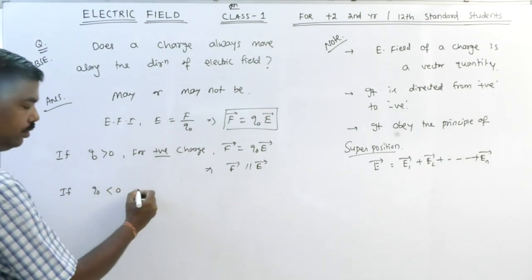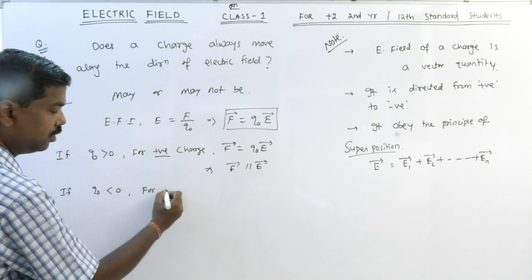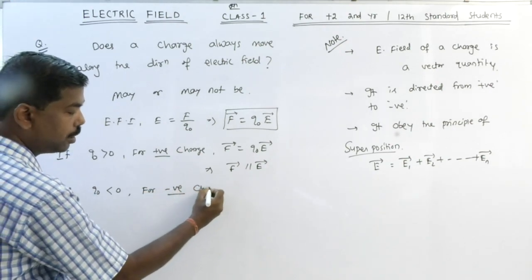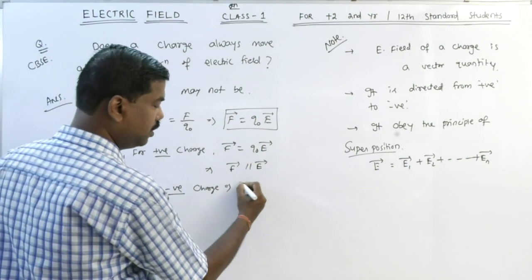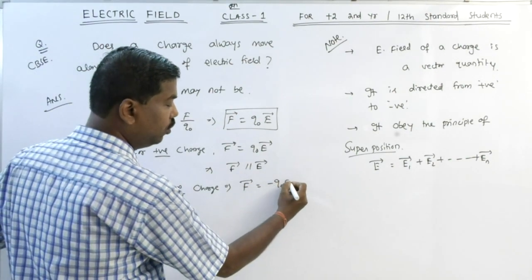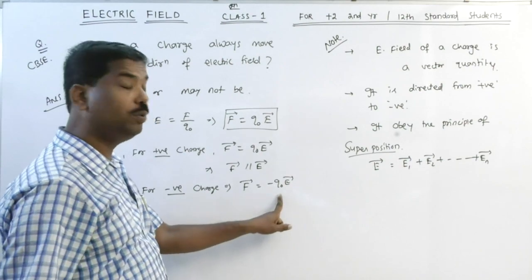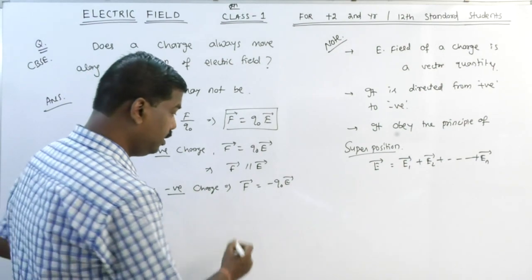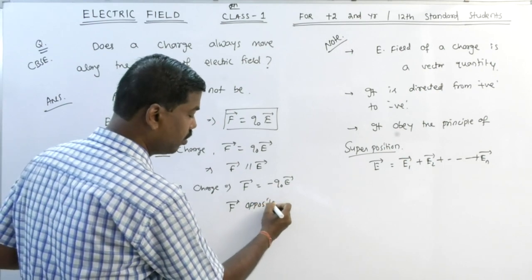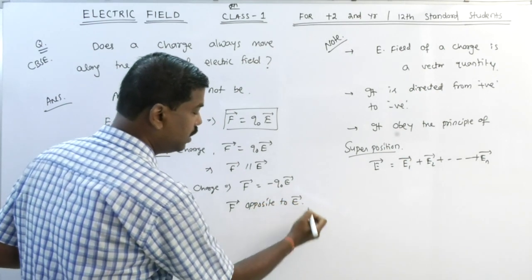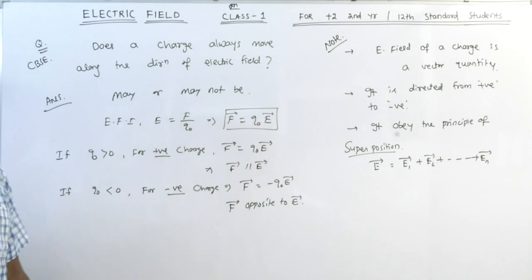Q0 is less than 0 means for a negative charge, F vector is equal to minus Q0 E vector, because Q0 is negative, so F vector is opposite to E vector. Clear?